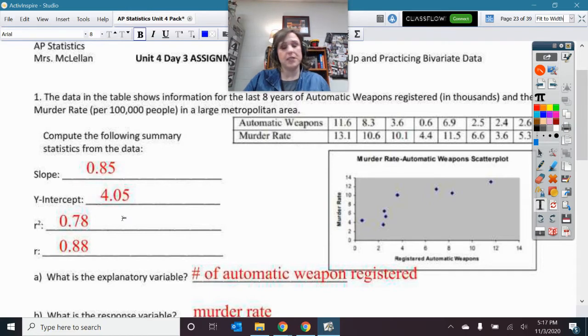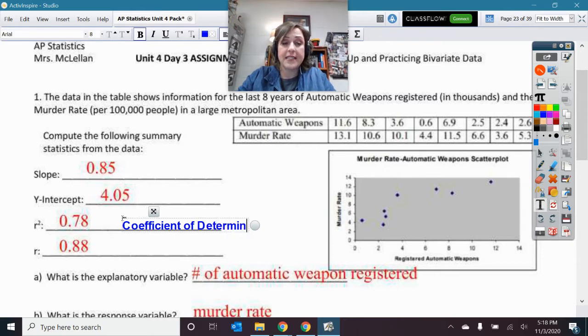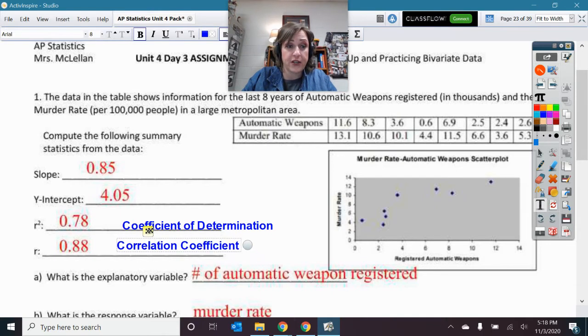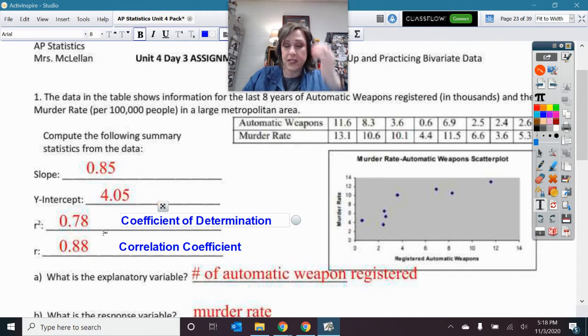Also, FYI, on the quiz I don't even say r squared and r. I say coefficient of determination for r squared, okay? And then I say the correlation coefficient for r. So make sure that you know the vocabulary that goes with those. Remember, the correlation coefficient is represented by the r. So there you know what that is.